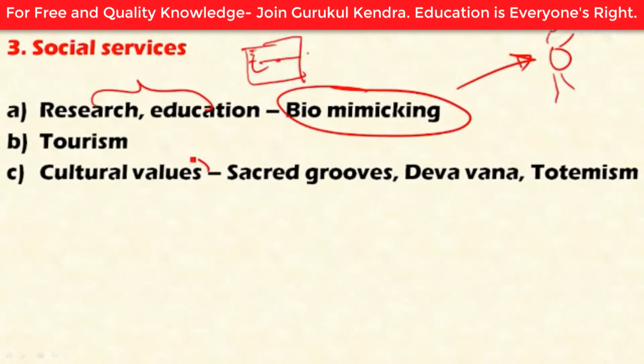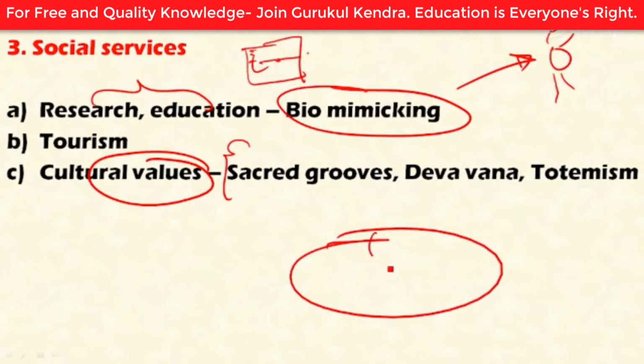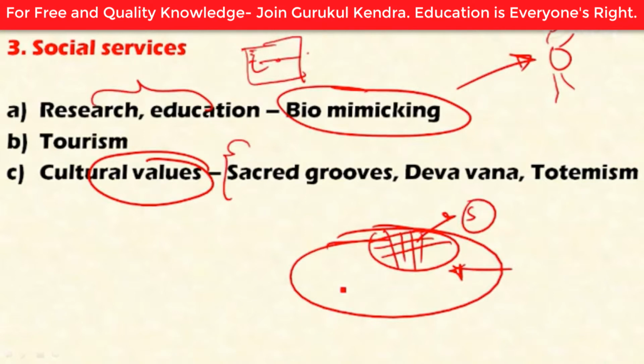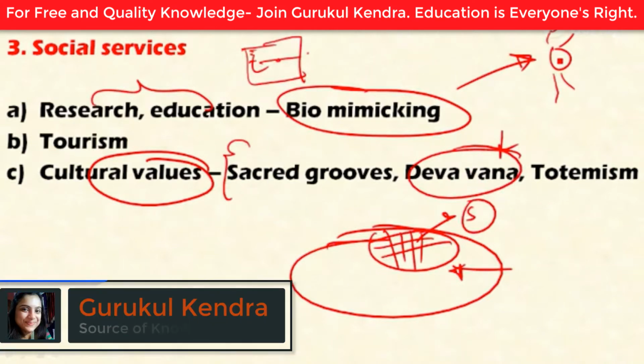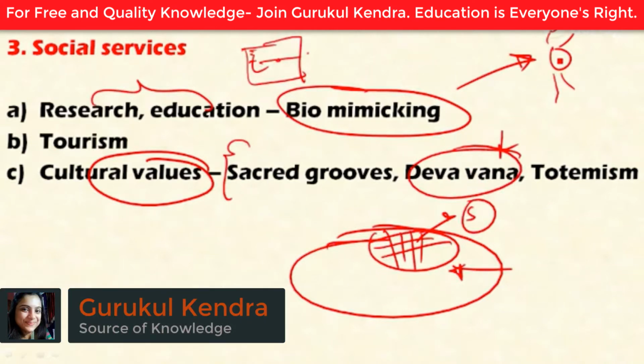So most of the tribes in India believe that the forests are their gods. Certain patches within the forest are considered very sacred. These places are called sacred groves. These are worshipped by the tribals as gods. So this also fulfills the religious needs of human beings. One example is Devavana. These are present in the Western Ghats of India.